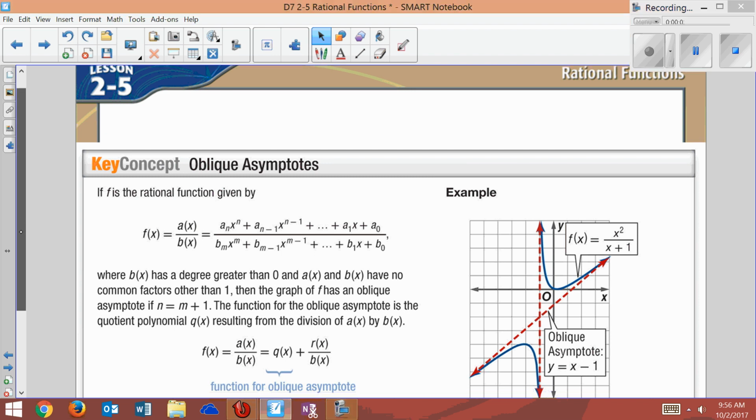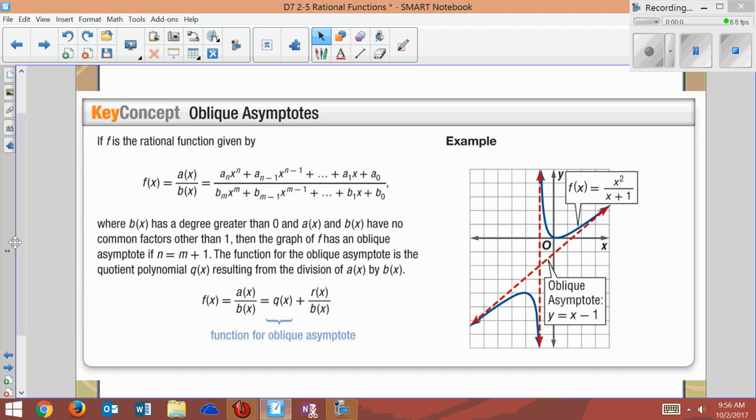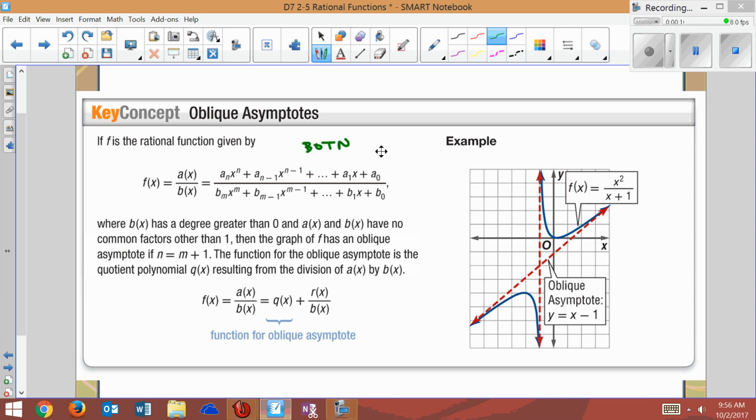All right, now let's look at what happens when we have a situation where we're bigger on the top. Bigger on the top is when we say no horizontal asymptote. But what that does not mean is it doesn't have an asymptote at all. They always will. It's just it'll be what's called oblique. So this could be a diagonal line. It could be like a parabola.